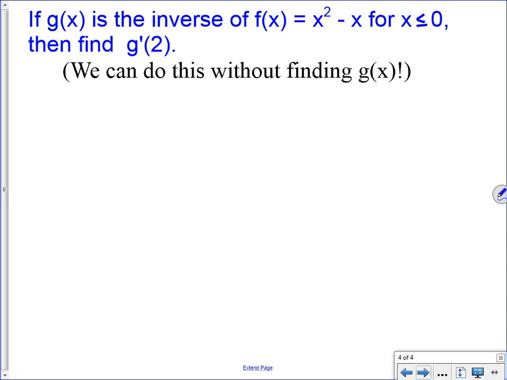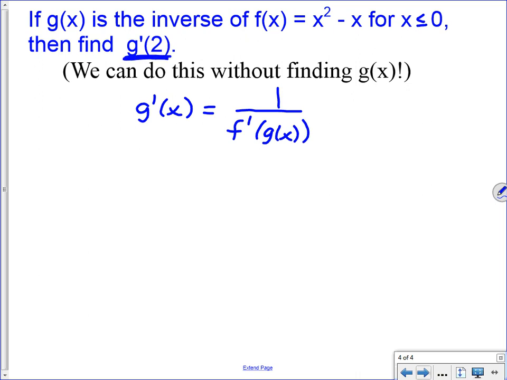Now remember, if we start with our rule, the rule is g prime of x is equal to 1 divided by f prime of g of x. So to find g prime of 2, we're initially just plugging in 2 for x.